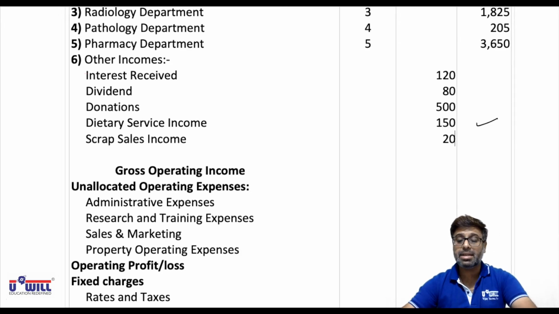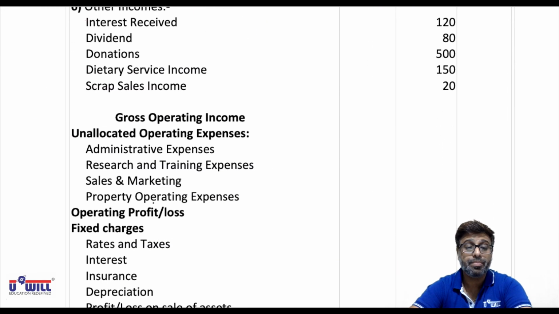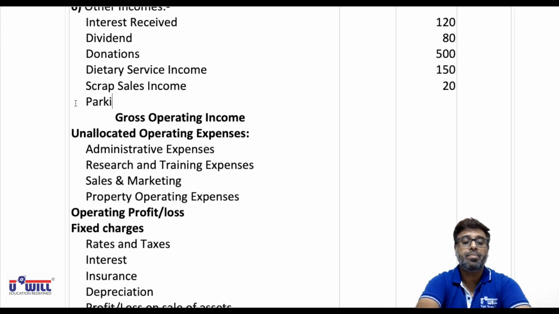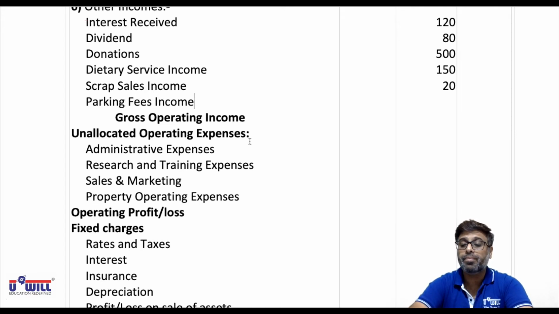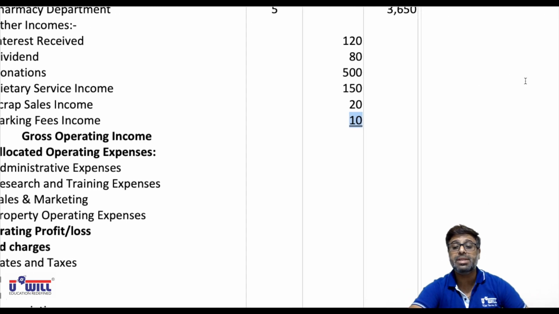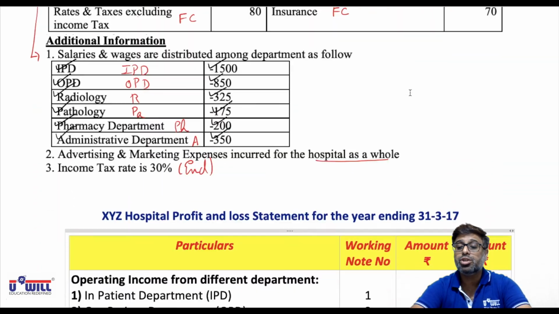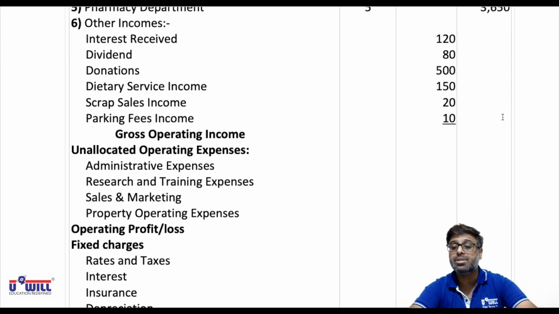And after scrap sales income, we have parking fees income of 10 rupees. So parking fees income we will record 10 rupees. Okay, parking fees income 10 rupees. Any other item marked as OI is not there in the question. All incomes are taken into consideration. So what is the total of these other incomes?